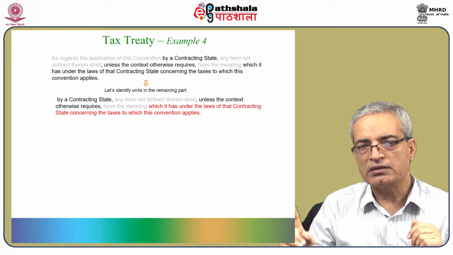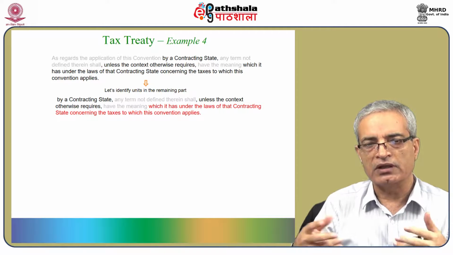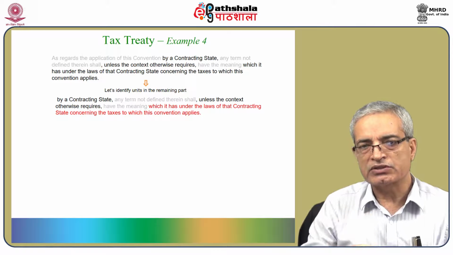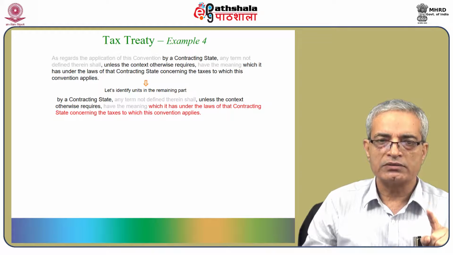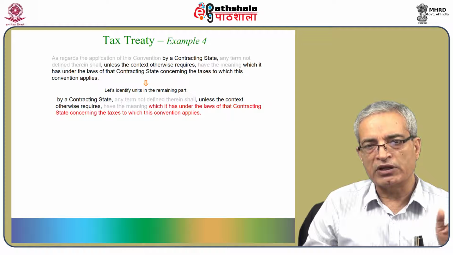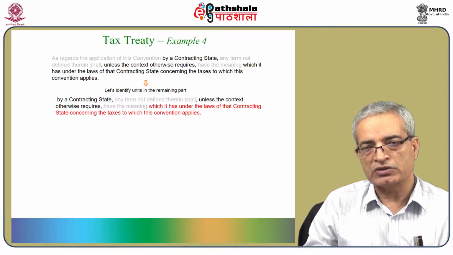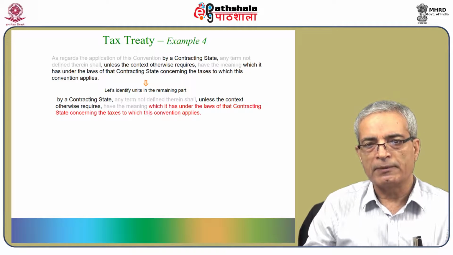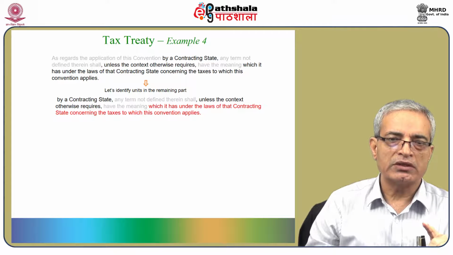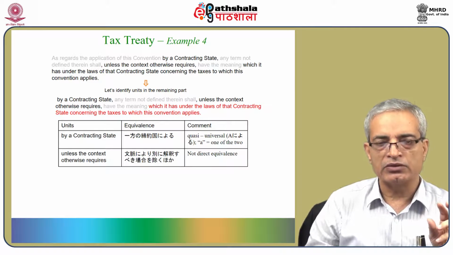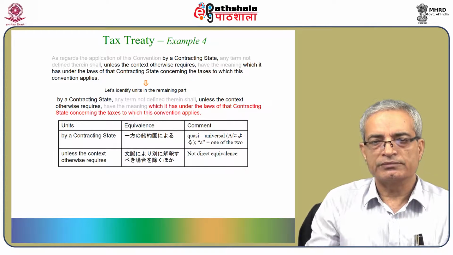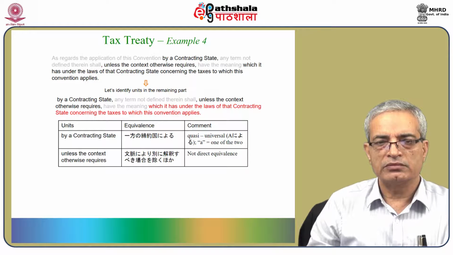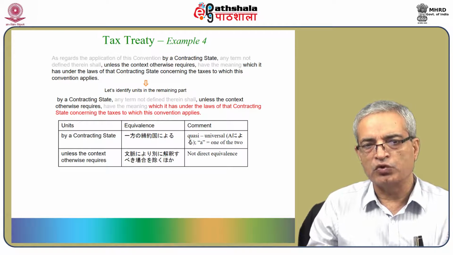Then which it has under the laws. In the laws it is built in of that contracting state. So law is of that contracting state. That means you, while translating, keep only one out of it. That means which it has under the laws, and this of that contracting state can be connected later on concerning the taxes. This is also adjectival, to which this convention applies. Now here there is some meaning. What it means is to the relevant convention. Okay, now let's see if we can do by units.